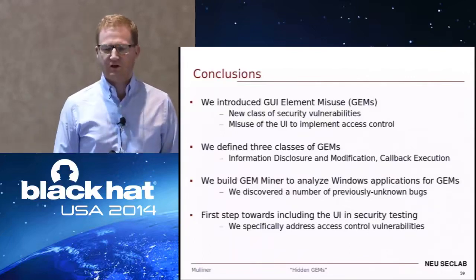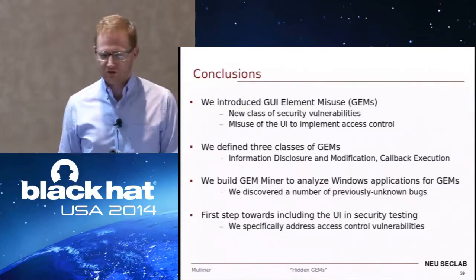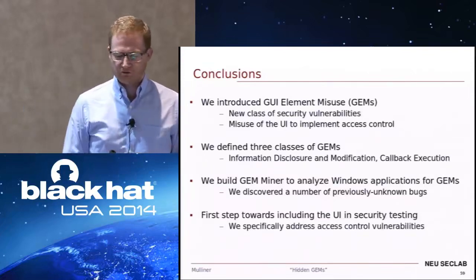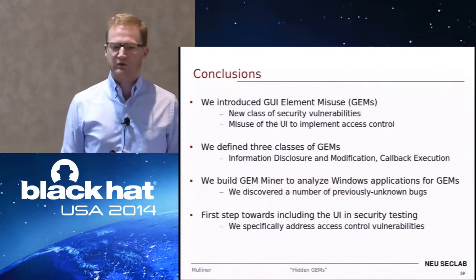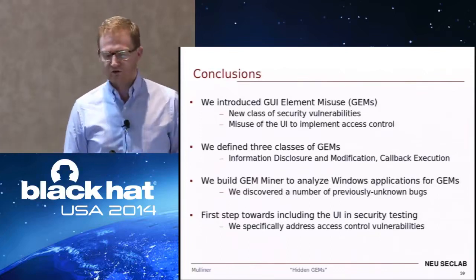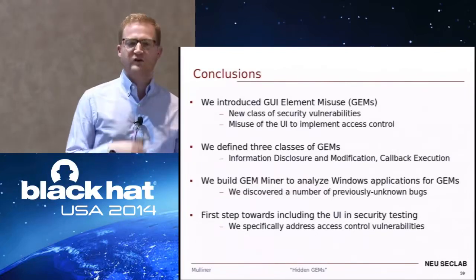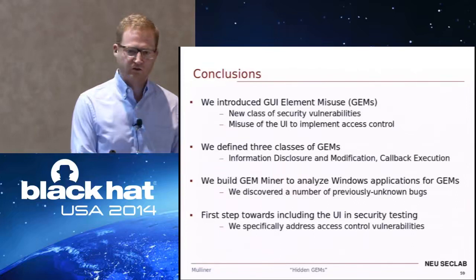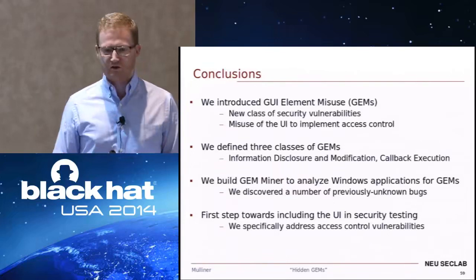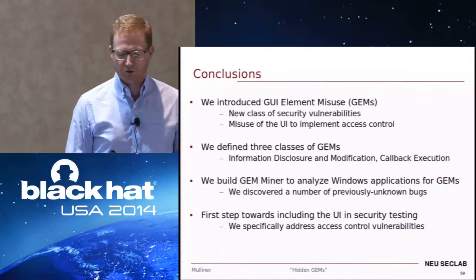We found three classes of these kinds of vulnerabilities: unauthorized information disclosure, unauthorized modification, and unauthorized callback execution. The system that we built works pretty well on Windows, and we discovered some unknown bugs. I think it's a good first step to include the UI more in testing. There have been other tools which interact with the UI just to test the actual application, but I'm saying you should also test the UI as part of your security evaluation if you do black box application tests.